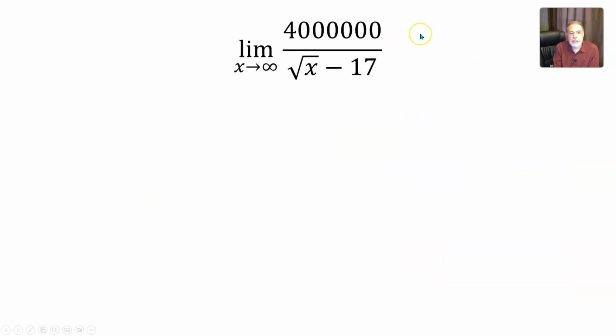How about the limit as x approaches infinity of 4 million over the square root of x minus 17? Now that's a really big numerator, but eventually the denominator is going to get even bigger than the numerator. The numerator is just staying there at 4 million, but the denominator is getting bigger and bigger and bigger, and in fact going to infinity. So eventually we're going to have 4 million on top divided by a number on the bottom that's so much bigger than 4 million that when we divide, it's going to come out close to 0.